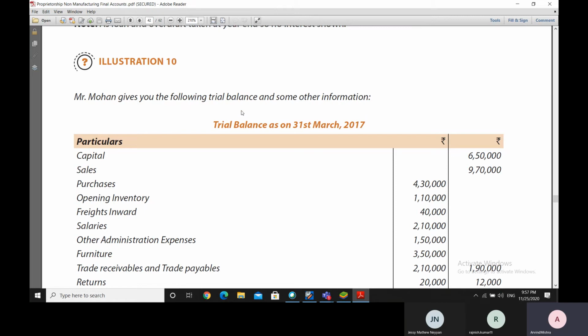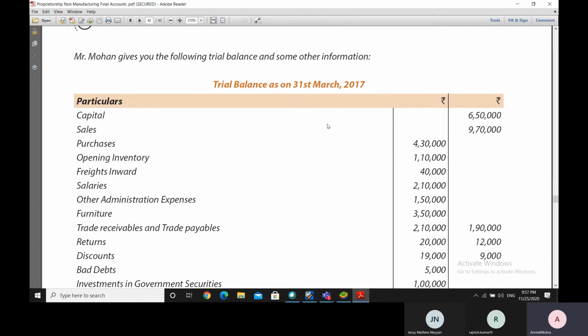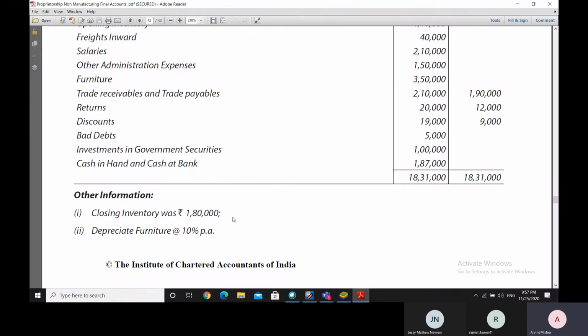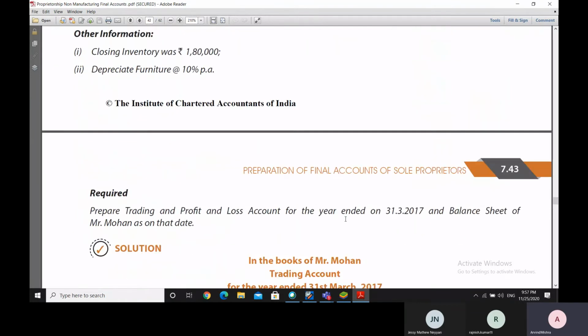Now, illustration 10. Mr. Mohan gives us a trial balance and some other information. So this is the trial balance, and thereafter we have the closing inventory, and furniture depreciation has to be allowed at 10%, and we are being asked to prepare the final accounts.